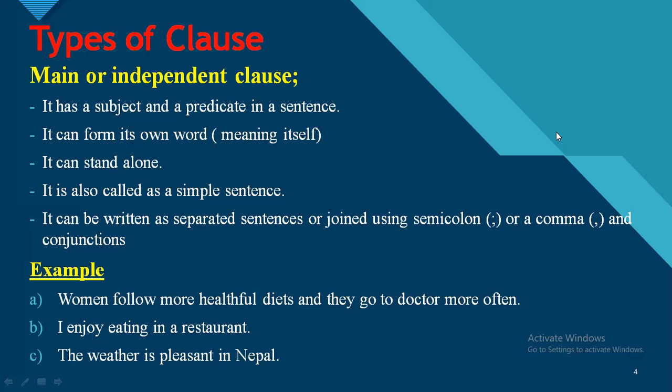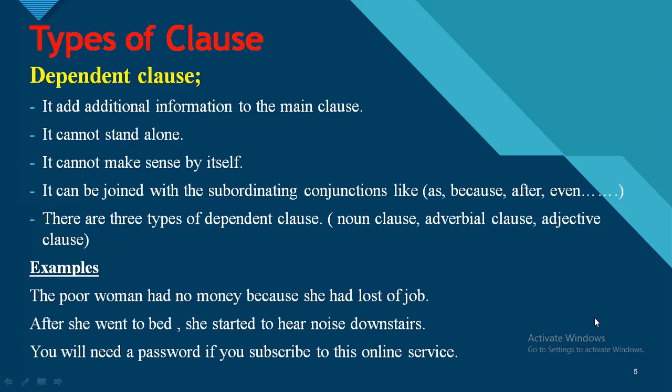The last one is: the weather is pleasant in Nepal. It is also one sentence with one clause, and it also has its own meaning. So the independent clause doesn't need any other to complete its sentence. It has its own meaning within itself, and it can stand alone.